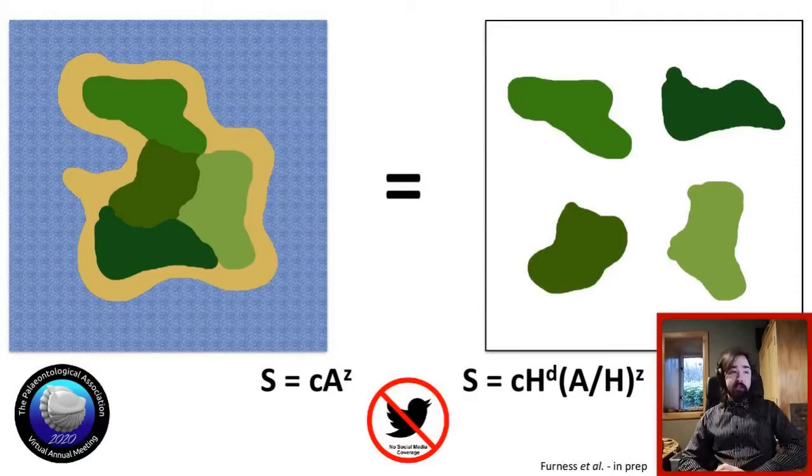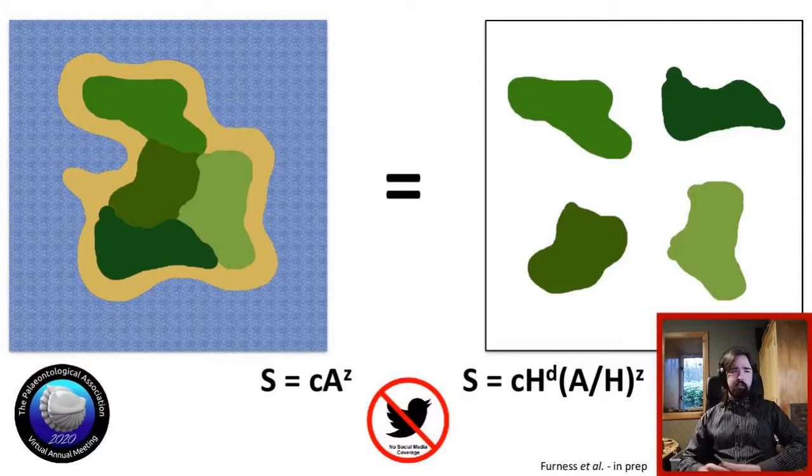The classical species-area model is here on the left. S is species richness, A is area, and C and Z are fitted constants. C depends a lot on taxonomic group and the units involved, and Z is typically around 0.3. That's the more biologically important one. More recent models typically build on the original by adding a term to account for habitat heterogeneity, H.